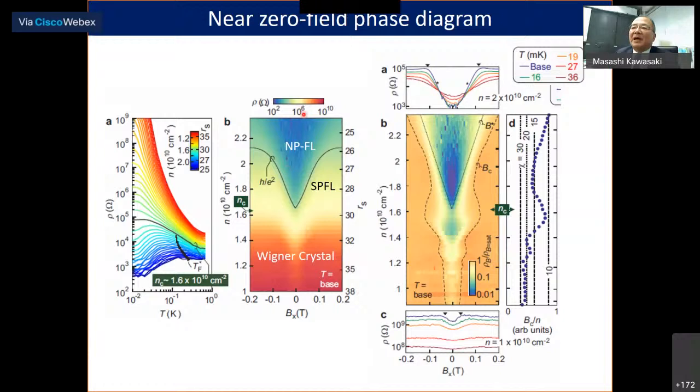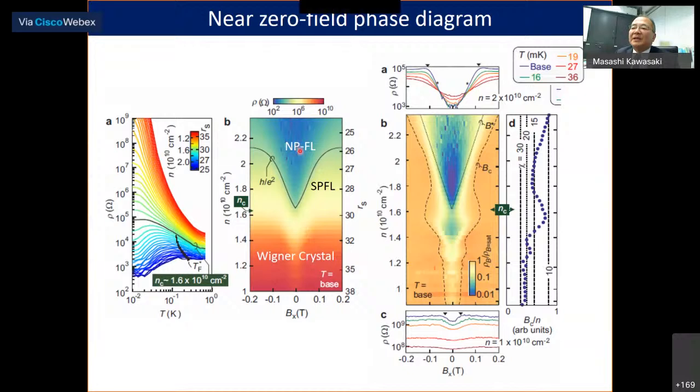The blue or green region compared with this black line is less than the quantum resistance, and this is thought to be a non-polarized Fermi liquid here. This dotted line is almost similar to the magnetic field of saturation of the spin polarization. Outside of here, a spin-polarized Fermi liquid is there, and here you have a Wigner crystal.